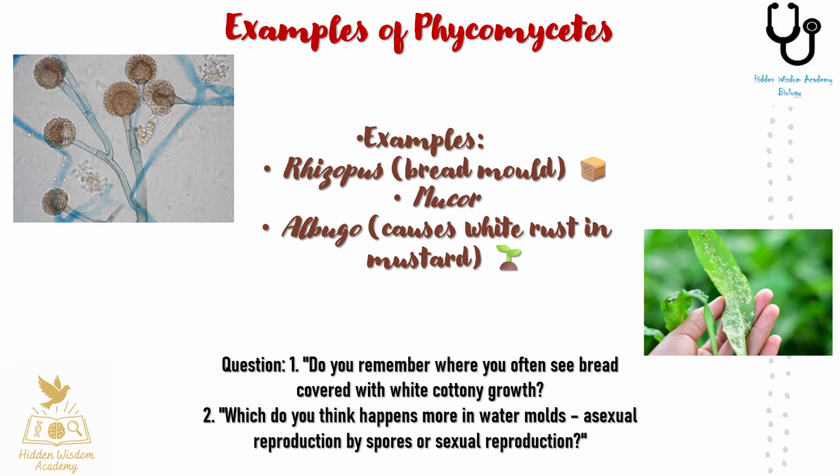Now, let's look at some common examples. Phycomycetes include Rhizopus, popularly known as bread mold, Mucor, and Albugo, which causes the disease white rust in mustard plants. These examples are frequently asked in NEET exams, so make sure to remember them well.